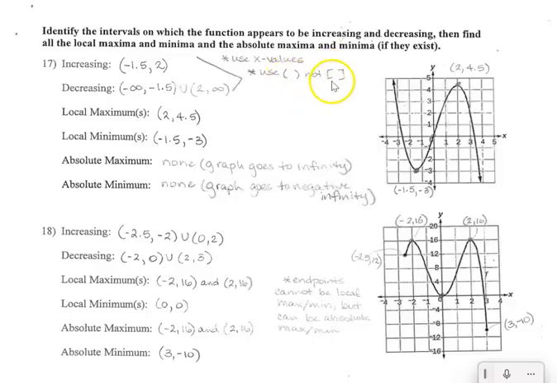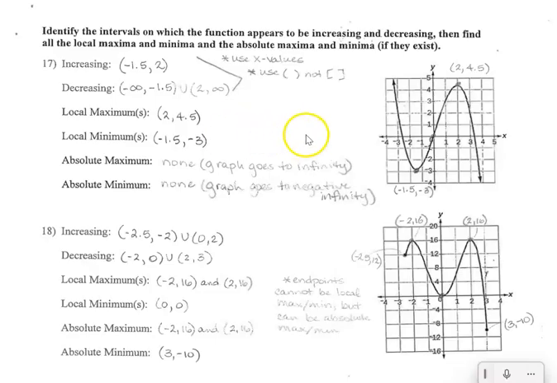Additionally, the reason we're using parentheses and not brackets, even though this is a closed dot, is if I used a bracket at negative 1.5, I would use it here and here. I'd be saying that negative 1.5 was increasing and decreasing at the same time, which is not possible. So you're always going to use parentheses with increasing and decreasing. You'll also notice down here that for your maximums and minimums, those are actual ordered pairs, so you're always going to use parentheses with those as well. It's easy to remember that for these graphs, everything's going to be parentheses.